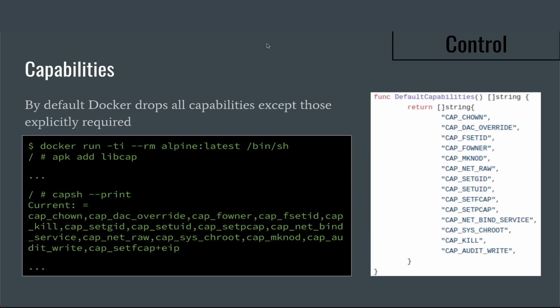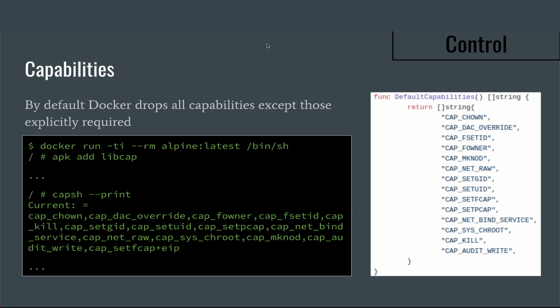Despite the isolation and restrictions imposed by Chroot, namespaces, and Cgroups, many Linux kernel features could still be exploited by a rogue container to affect the workloads of other containers or compromise a container host. For example, the CAP_NET_RAW capability controls the ability to write raw network packets, and by default, Docker drops all capabilities except those explicitly required.